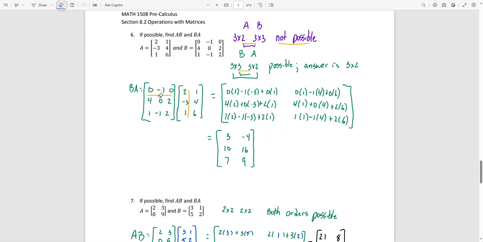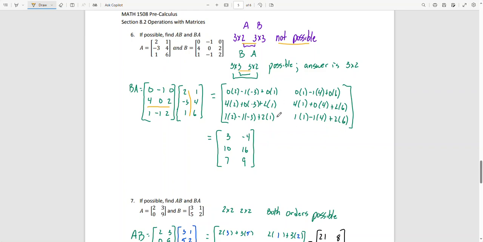When I move on to the next one, row 2, Stella says hi. Column 1, row 2: 4 times 2, 0 times negative 3, 2 times 1. Row 2, column 1, when I multiply component-wise and add, that goes in row 2, column 1. Row 3, column 2, I multiply every element in row 3 times every element in column 2, and that goes in row 3, column 2.